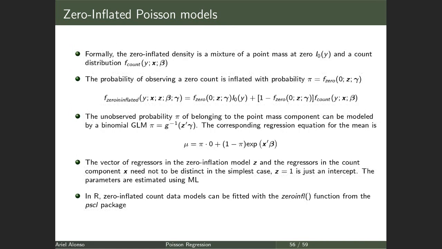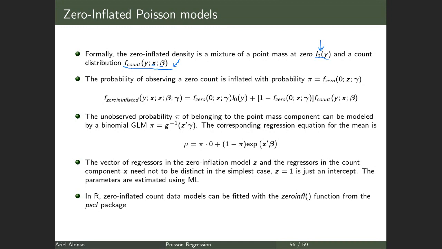Okay, let's put this a little bit more formally. The zero inflated density is a mixture between two densities, one that has whole mass at zero, which we denote by I0(Y). This is just the part of the population that always has Y equal to zero. And then the other part just follows a count distribution, typically a Poisson distribution. And this can depend on covariates and parameters, just like we have seen before. Now, the probability of observing a zero count is inflated because the Poisson distribution predicts some amount of zeros, but we have added this group in the population that always has Y equal to zero.